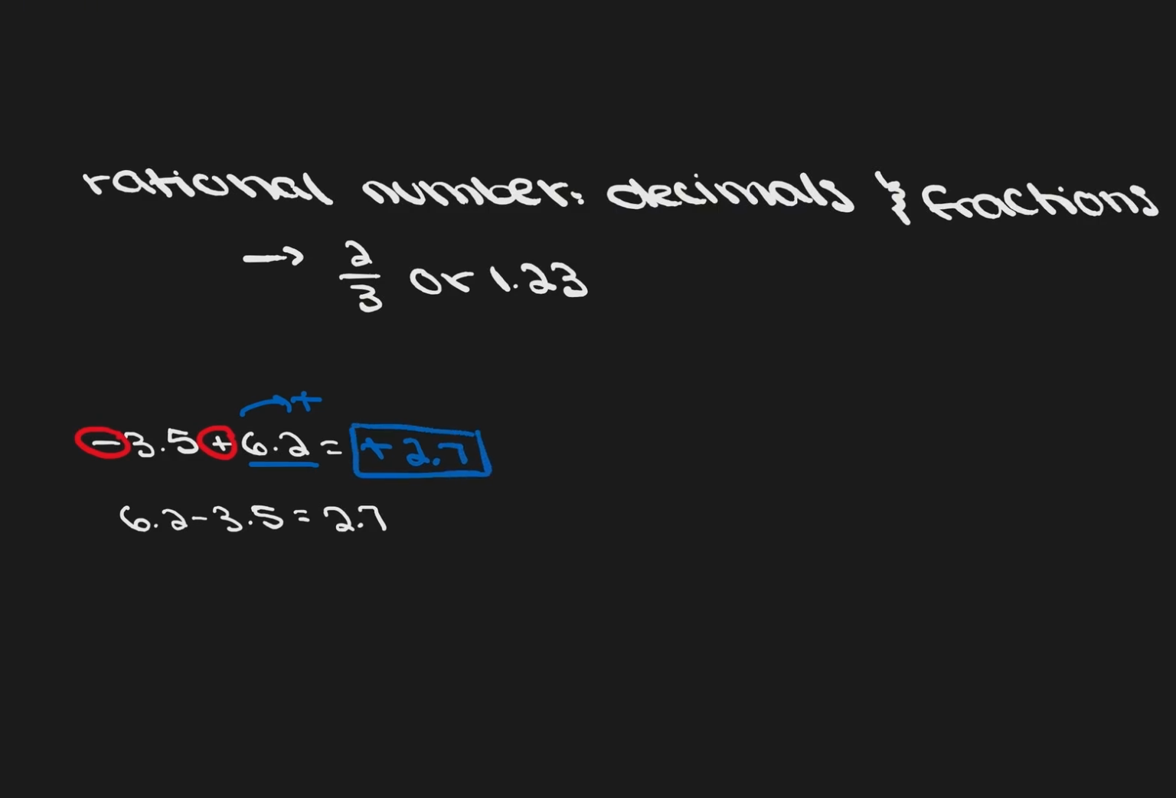Let's do another example, but this time with fractions. Let's say we have negative 3/4 plus 1 1/4. In order to solve this problem, first we need to convert 1 1/4 to an improper fraction. This is 5/4. So negative 3/4 plus 5/4. We need to look at their signs. Since they both have different signs, we're going to be subtracting.